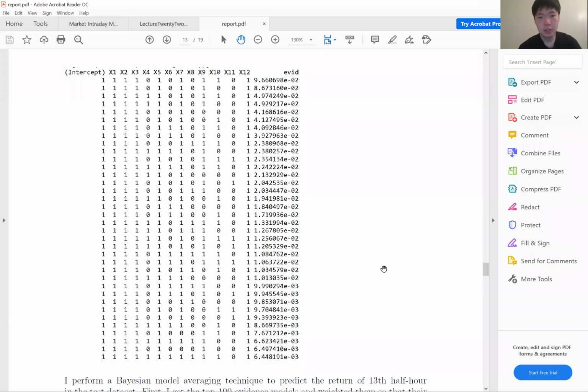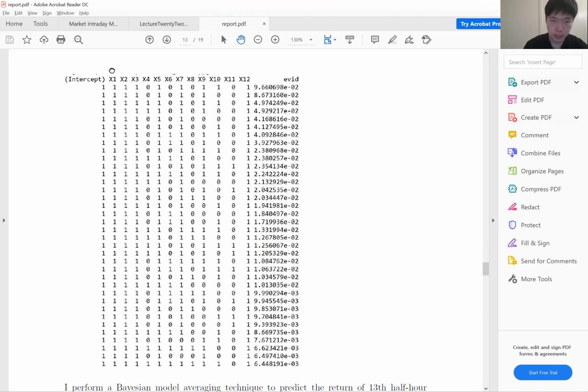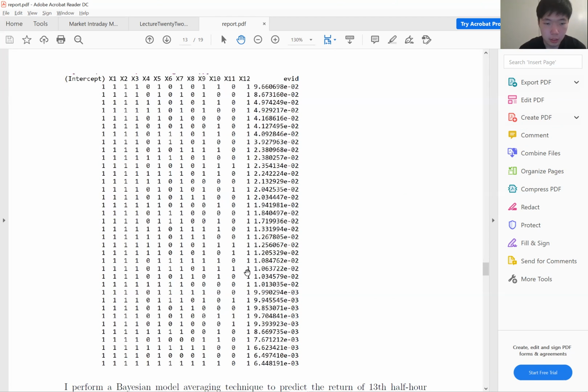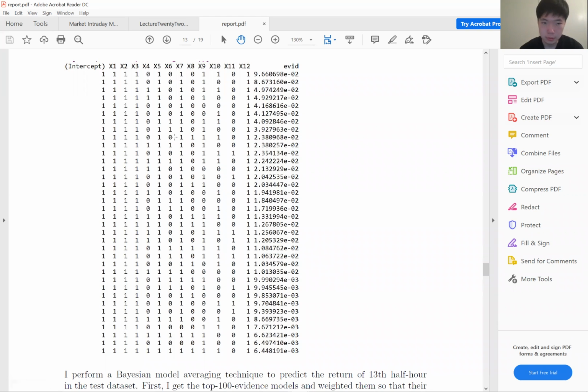So here's the result. In the top 50 evidence models, as we can see, the R1 and R12 indeed have a significant effect on predicting R13. But by the statistical evidence, we also see that R2, R3, R5, and R7 seem also to have a strong predictive power in predicting R13. This answers my second question.